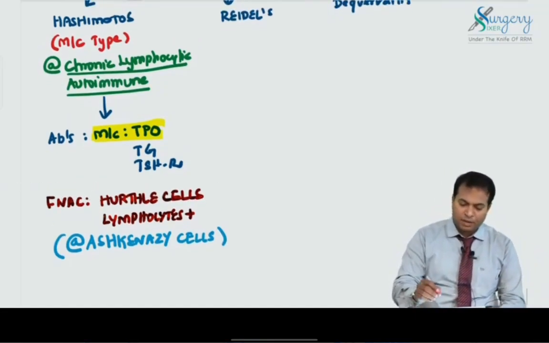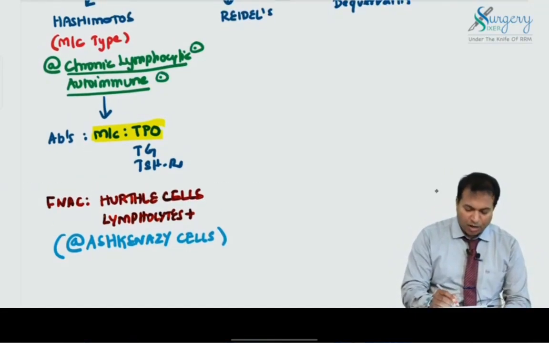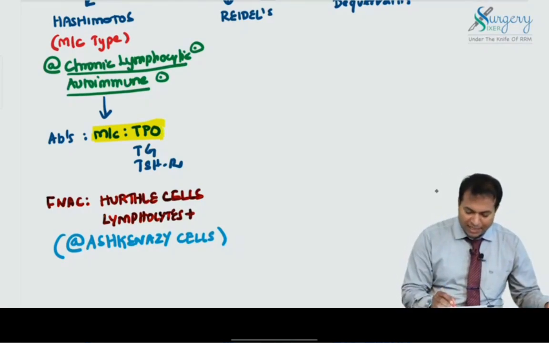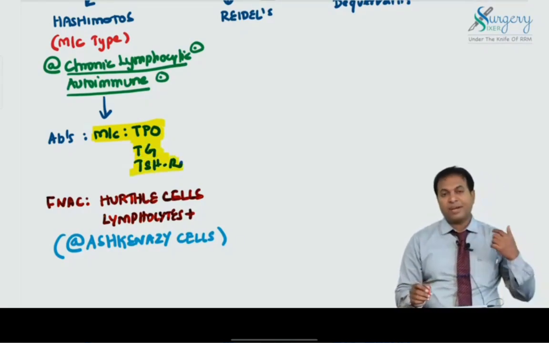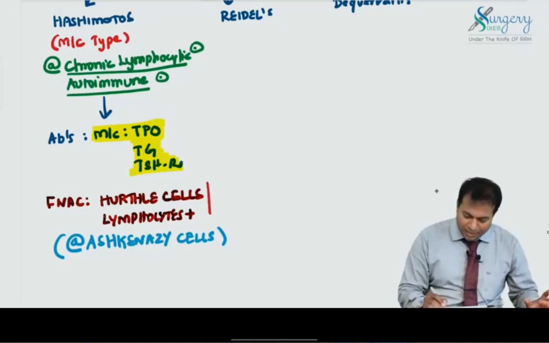So please don't forget, Hashimoto's thyroiditis is also known as chronic lymphocytic or autoimmune thyroiditis. The most common antibody is thyroid peroxidase antibody, followed by thyroglobulin and TSH receptor. FNAC shows the presence of Hurthle cells and lymphocytes.